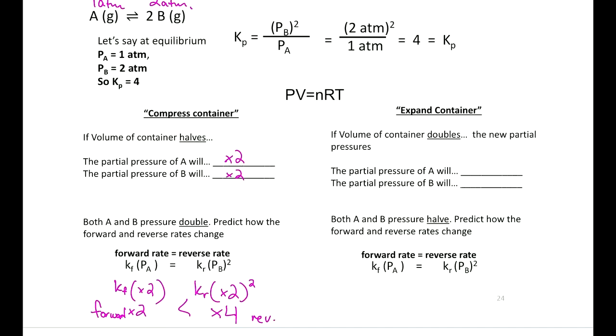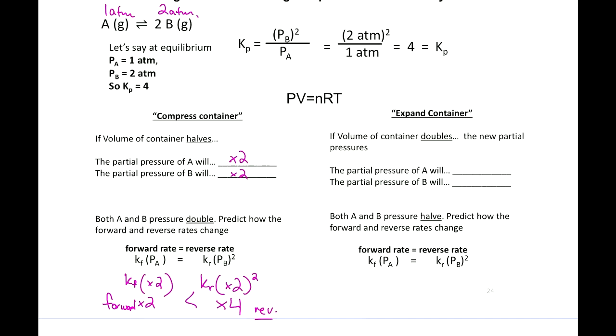You squeeze on your container, you move in the direction with less moles of gas, and that happens to be the reactant side. So that's why we see the reverse direction increase its rate dramatically. And so we see the same thing when we expand our container. If I go from having a 1 liter container to a 2 liter container, pressure of A halves. Pressure of B will also halve. So if both the pressure of A and B halve, our rate laws change at that moment.